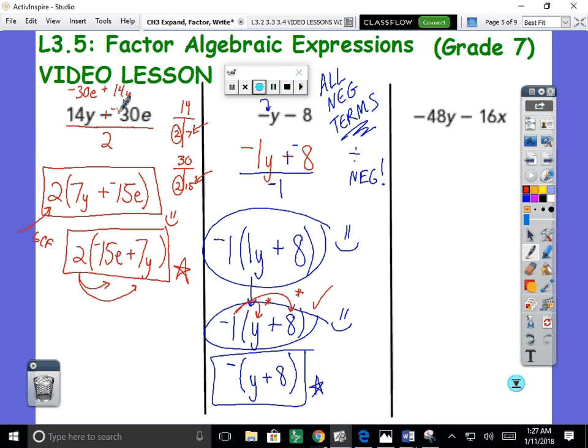So one way to check if your factoring is correct, go ahead and try that distribution. Take your final answer, see if the distribution checks out and gets you back to the original problem. If it does, you're good.